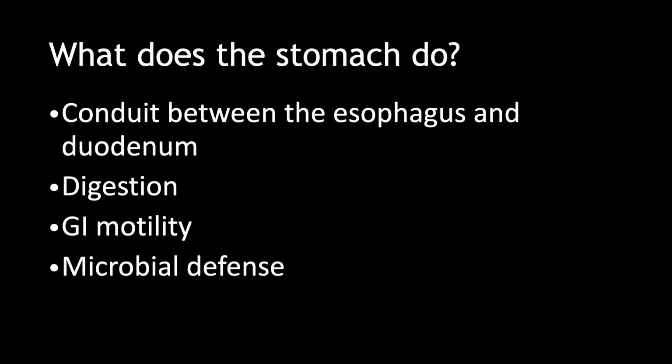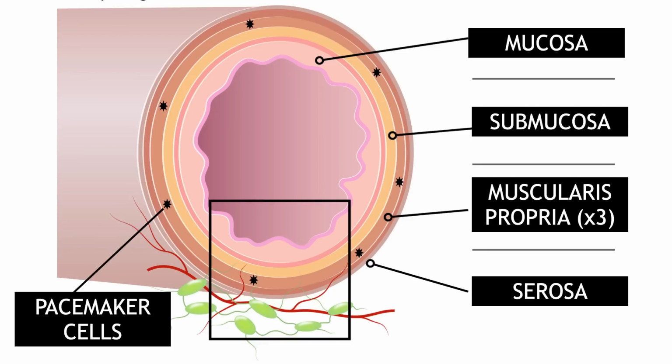So, briefly, the stomach can be considered to be a conduit or a connection between the esophagus and the duodenum, but it actually does quite a bit more. Obviously, it's involved in digestion, as you would imagine, but we'll talk about how the stomach is important in GI motility and in microbial defense.